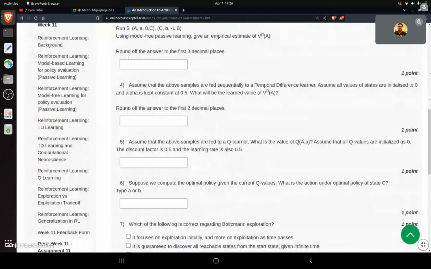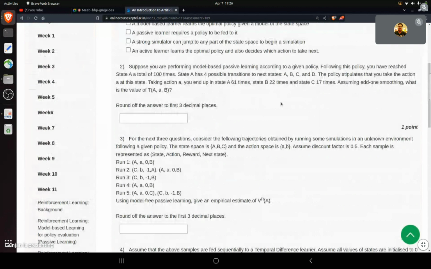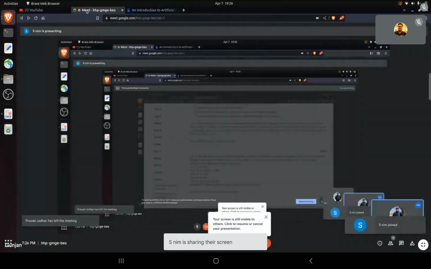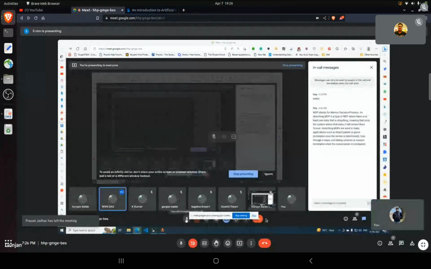Sir, could you please explain question number three? I mean, just to know, here the run means what? These are the samples. Question number three: the next three questions, consider the following trajectories obtained by running some simulation in an unknown environment given a policy. The state space is A, B, C and the action is A, B. Assume the discount factor is given. Each sample is represented as state, action, reward, next state. So a run means that this is what it is presenting.